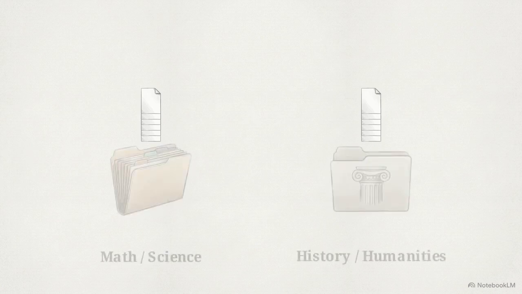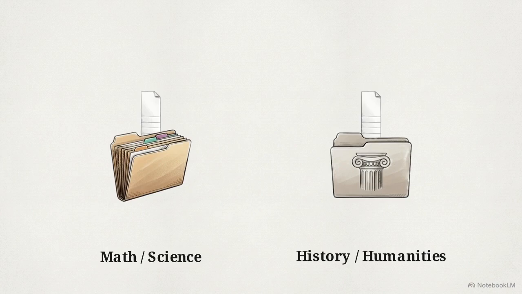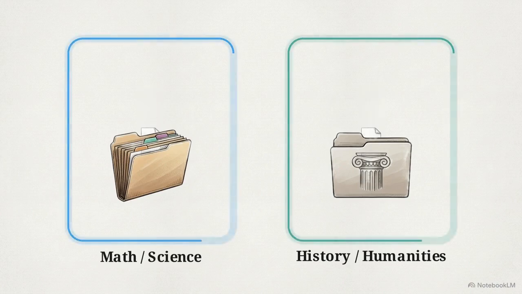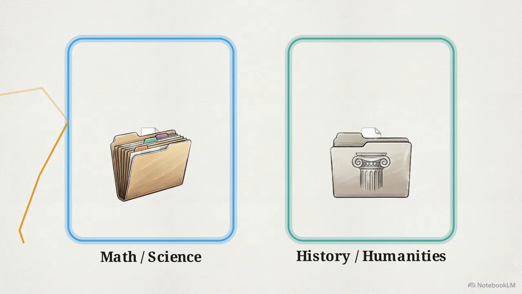That leads to the primary rule of the system: curate, don't dump. Look at how these messy inputs divide. You should not put your math homework and your history textbook in the same workspace. Keep distinct subjects segregated into separate notebooks to keep the AI focused. The AI's intelligence and focus are dependent on the specific boundaries you establish for it.